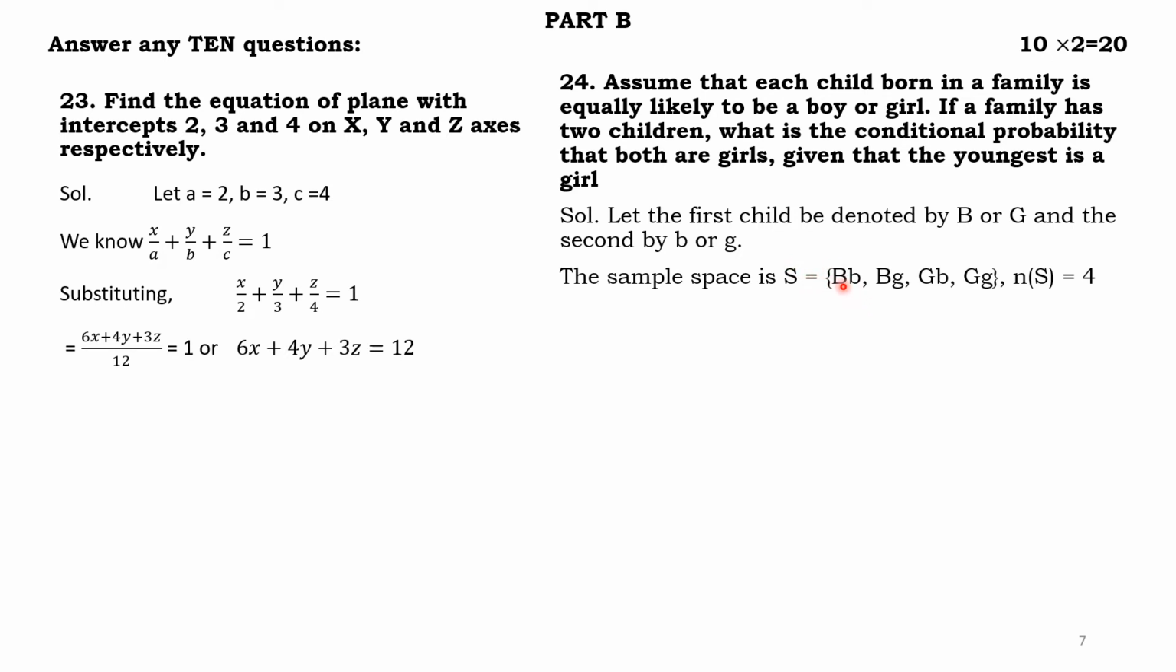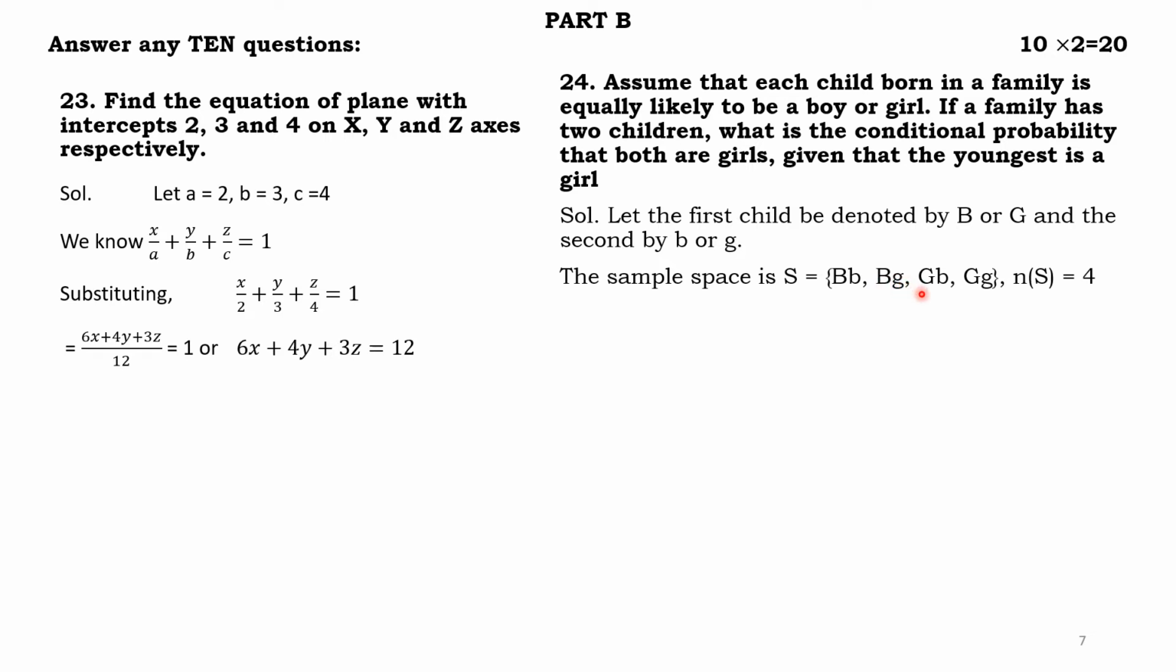The first can be a boy and the second one can also be a boy. So it is written as BB. And the second possibility, the second outcome, could be that the first is a boy and the second one is a girl. So it is written as capital B and small g.